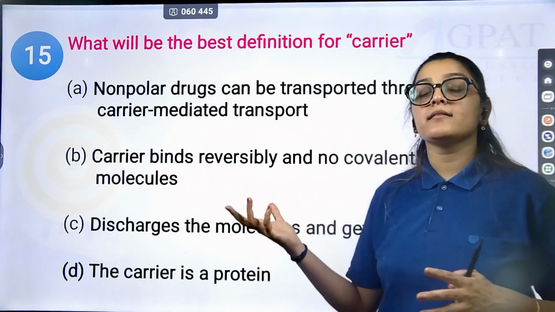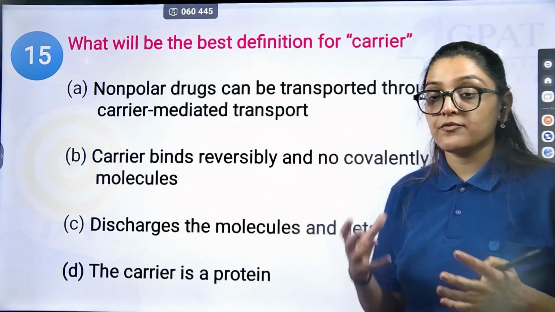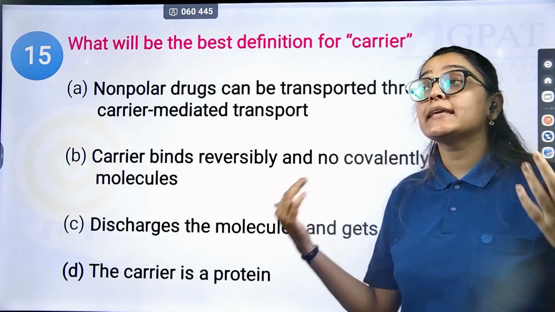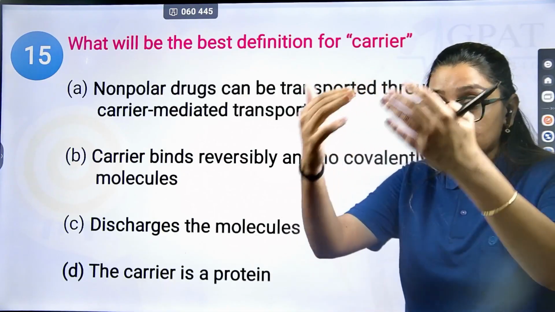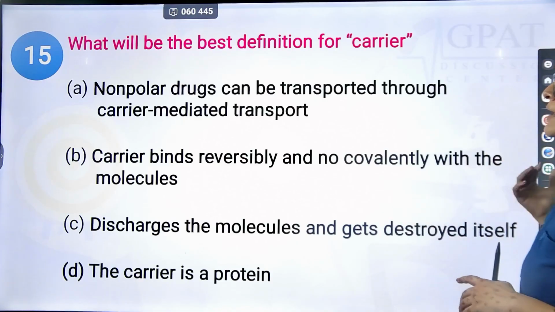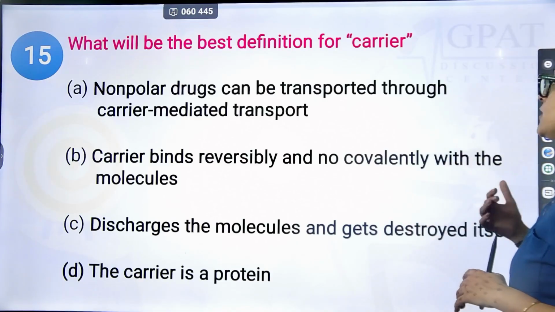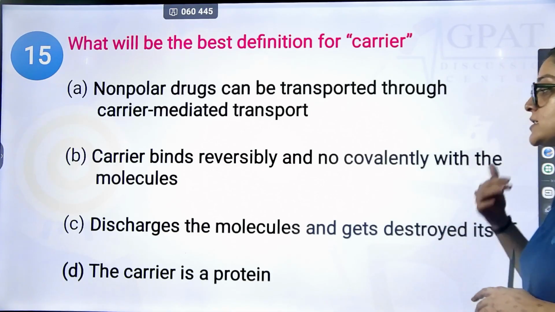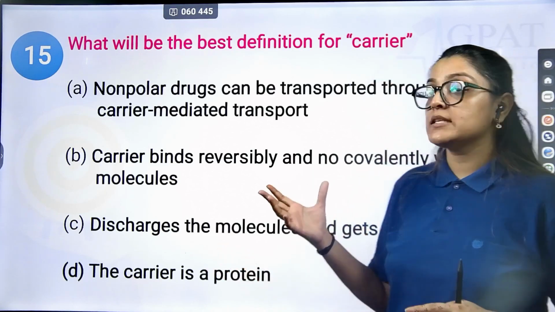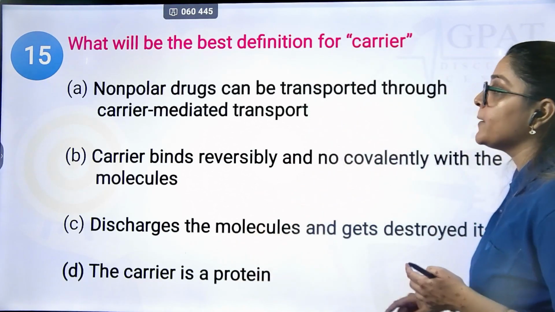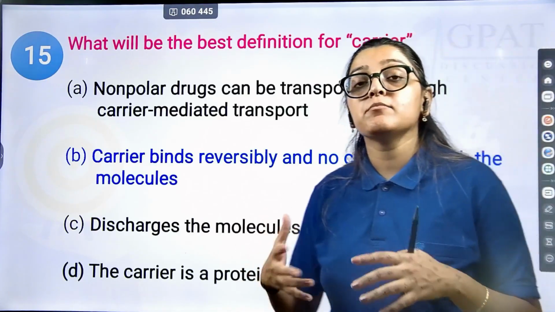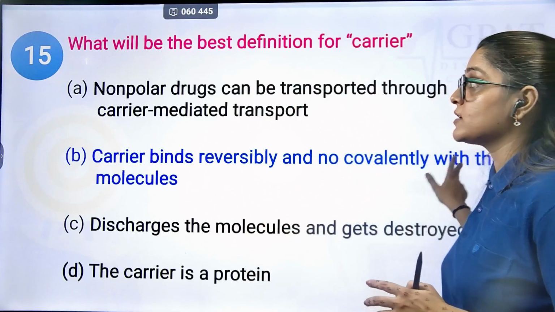So generally a carrier is something that carries the drug, right? A carrier takes the drug, which itself has some inherent limitations, like a baggage, to a particular target. So the non-polar drugs can be transported through carrier-mediated transport. Carriers reversibly and non-covalently bind with the molecules, discharge the molecule and destroy itself. Carrier is a protein. Generally the carriers carry the drug to their own target. They carry it reversibly, non-covalently, because if there was covalent bonding, they would not be able to release the drug when it is required.